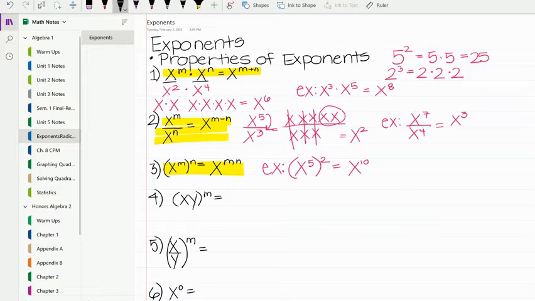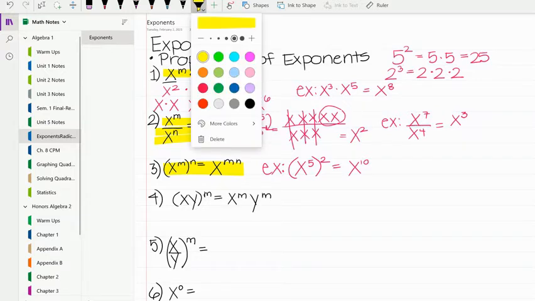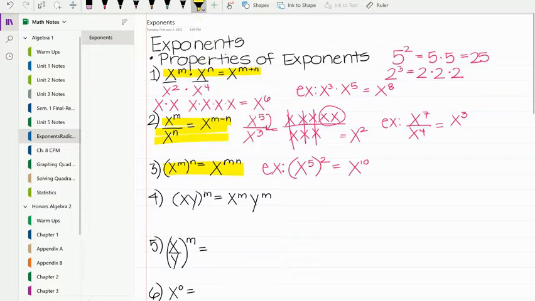This one, if you have 2 variables or 2 numbers inside with an exponent, what that means is you actually have to distribute the exponent to both parts, like so. So I will distribute it to both the x and the y. So let's go ahead and try an example of this one.